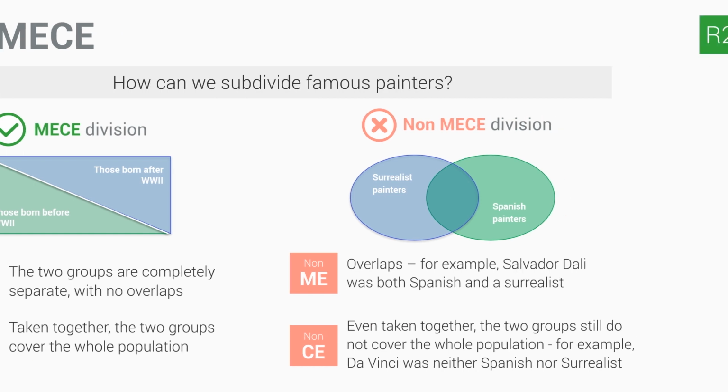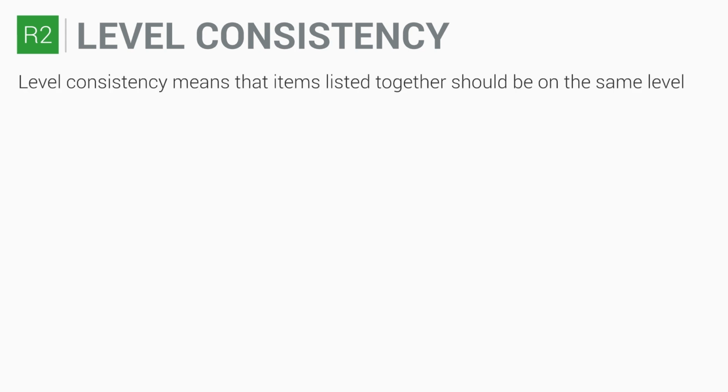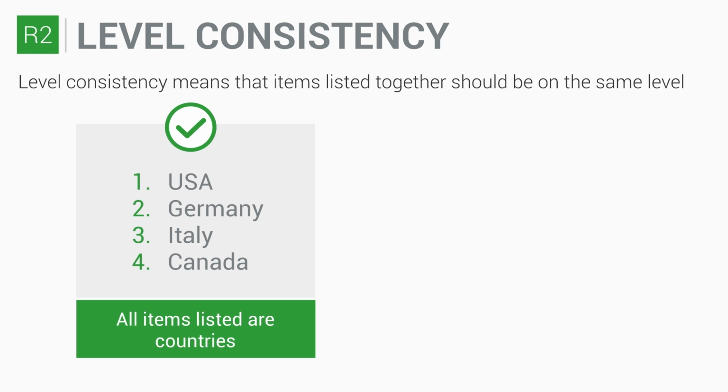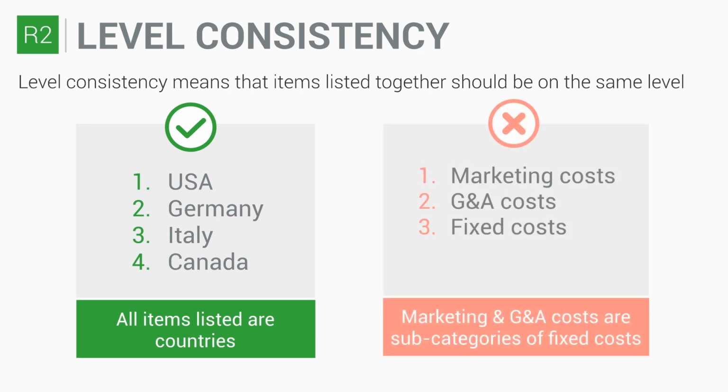Next up, let's discuss level consistency. This is a simple idea. All subgroups should belong to the same logical category, that is, be subsets of the same set. In other words, if A and B are listed together, A cannot be a subset of B. For example, the USA, Germany, Italy, and Canada are all at the same level, as they are all countries. But marketing, G&A costs, and fixed costs are not at the same level, as marketing and G&A costs are subcategories of fixed costs. Let's work through an example.